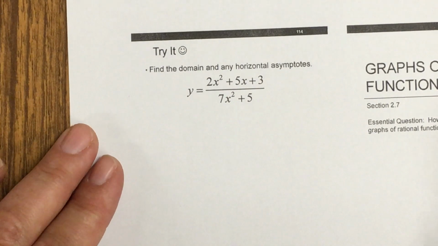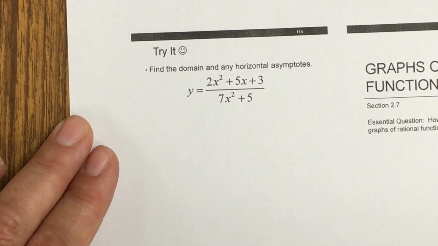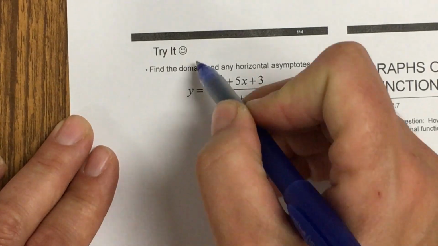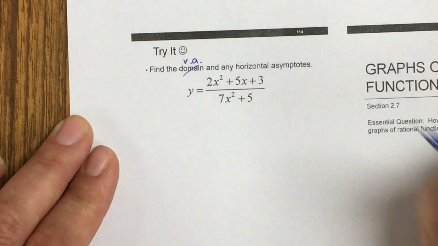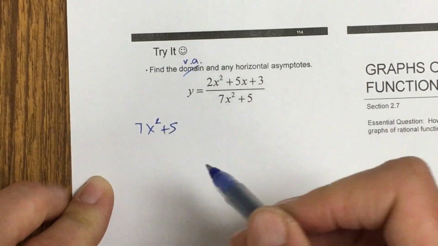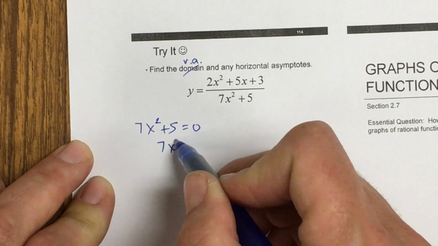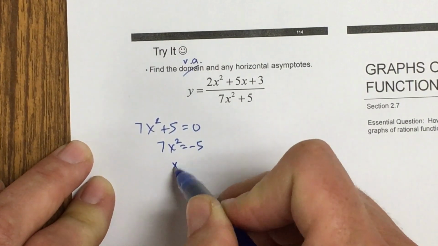Okay, let's have another shot at this here. Where are we? Okay, next slide. Find the domain and any horizontal asymptotes. So I'm not doing domain, we're doing vertical asymptotes there. So I'm going to do 7x squared plus 5 equals 0. So 7x squared equals negative 5.